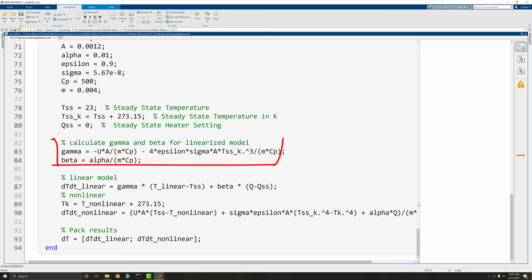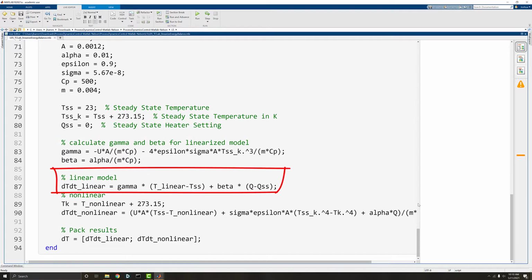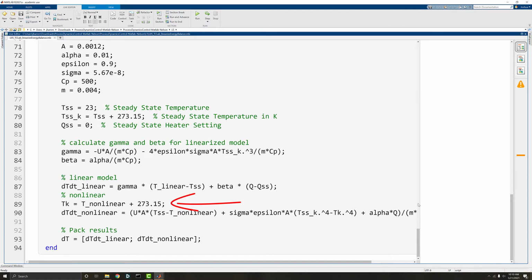We then calculate the gamma and the beta for the linearized model. We discussed that when we looked at the model, but it's the linearized term that we multiply the deviation variable to. The gamma will be the derivative with respect to temperature of the whole model, and beta will be the derivative with respect to Q. Then we create our linear model. Our linear model is equal to the change in temperature, which is dT linear. We have gamma times the deviation variable T linear minus T steady state, plus beta times Q minus Q steady state.